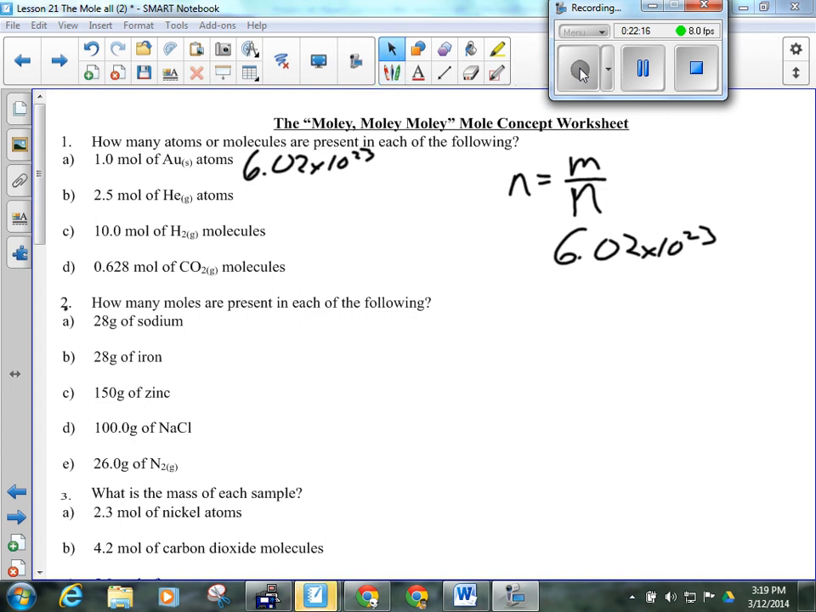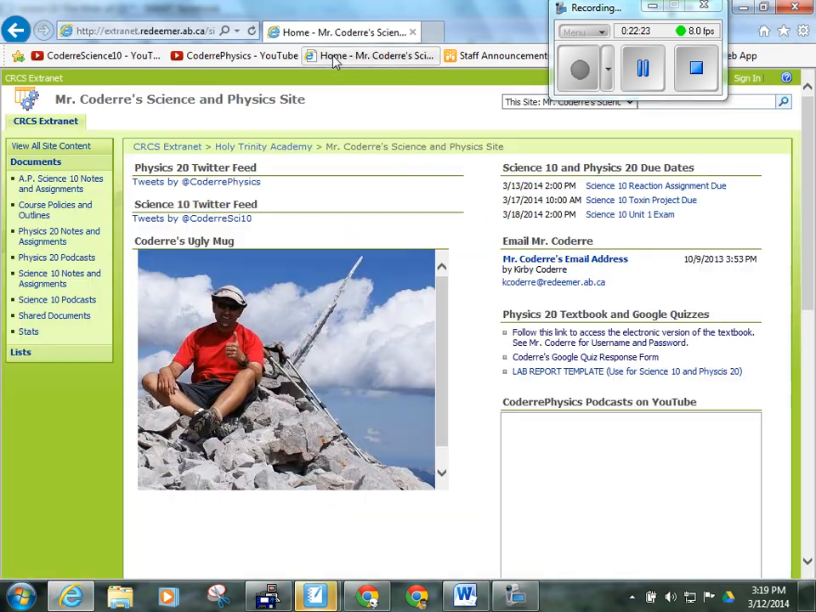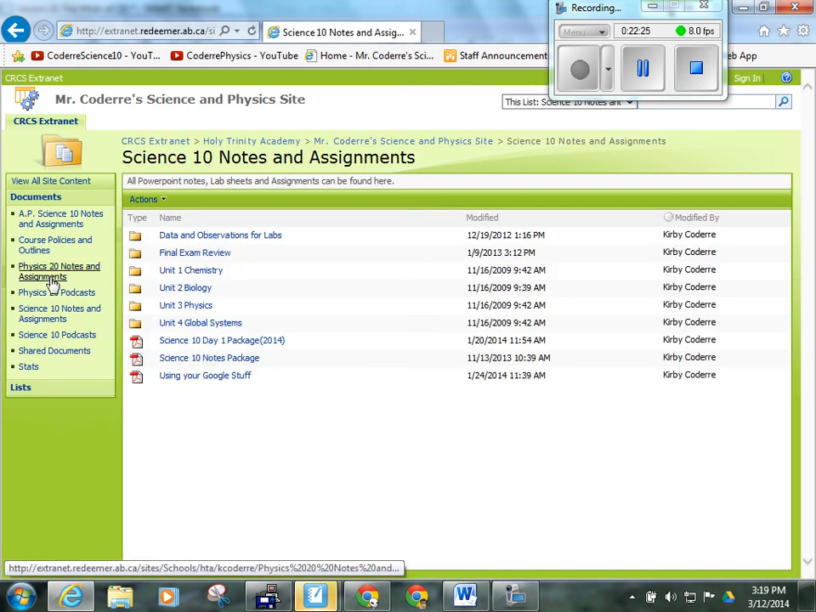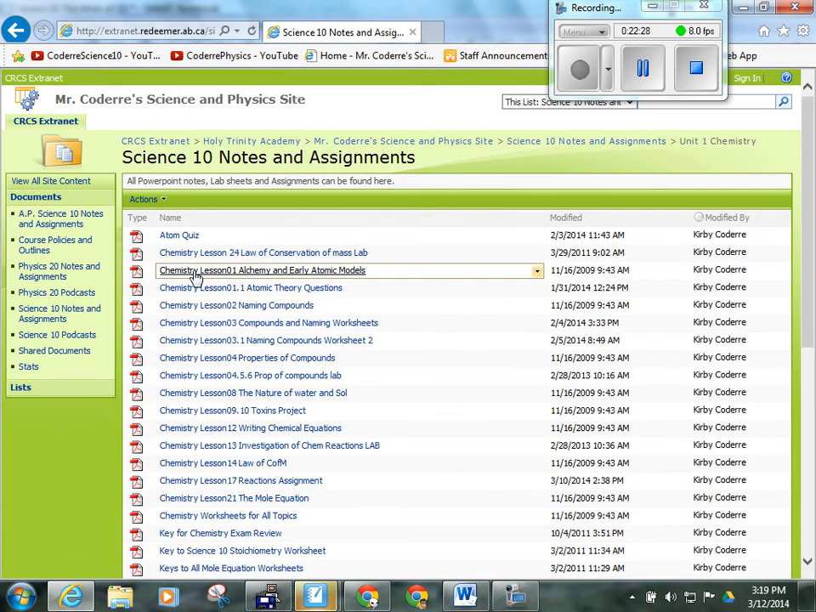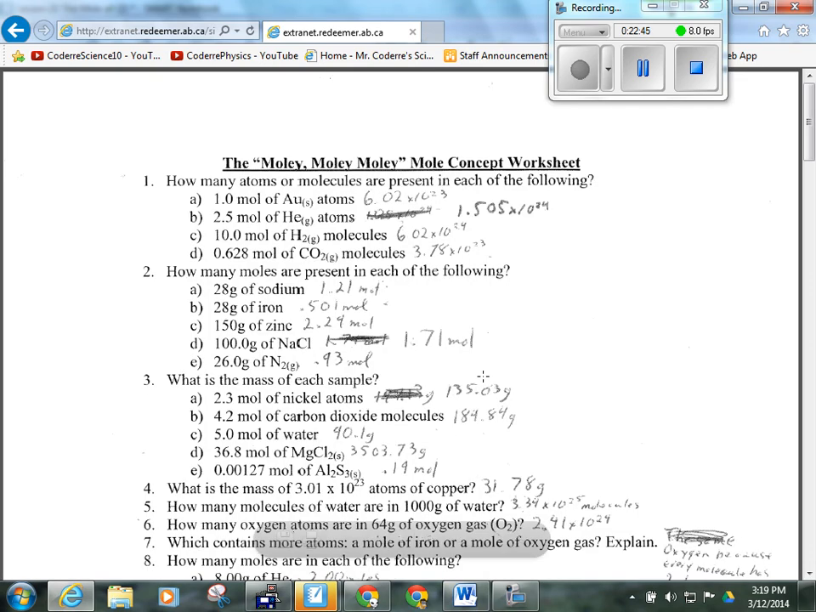All right. Now, the key for this is on my website because obviously the answers aren't on that first sheet. So if you go to my website here, Science 10 Notes and Assignments, Chemistry, and keys to all mole equation worksheets right down here at the bottom. Keys to all mole equation worksheets. That's the one you want. It is unfortunately a scanned version of my chicken scratch, but I think you'll be able to figure it all out. So you can check them there as you go.